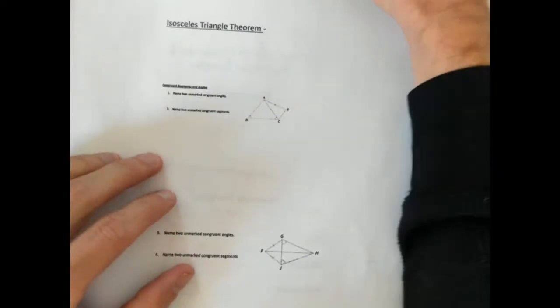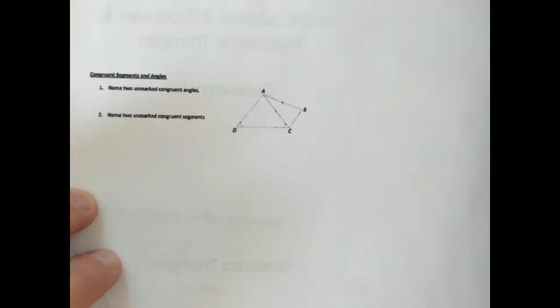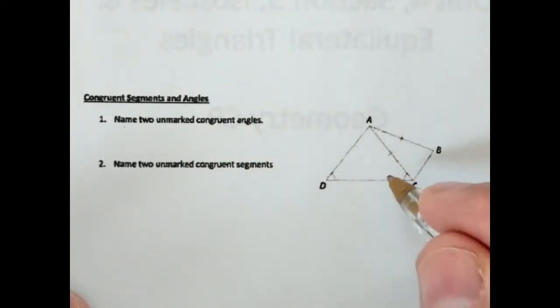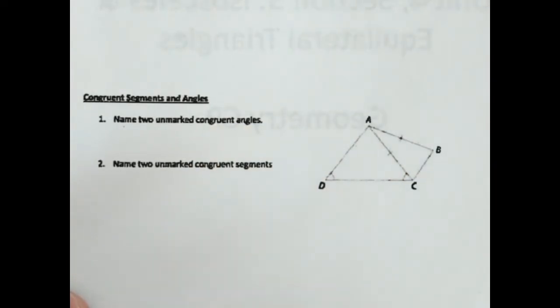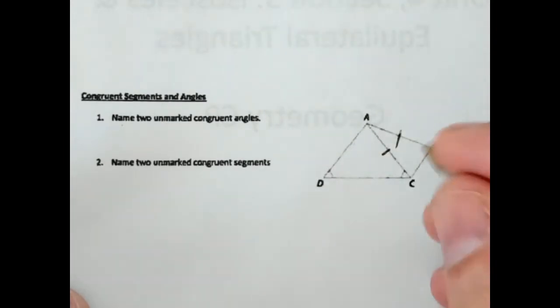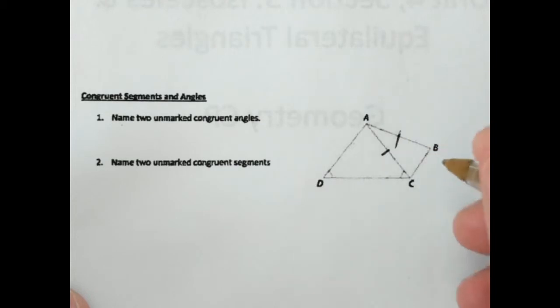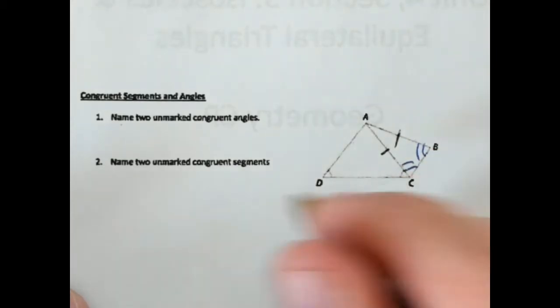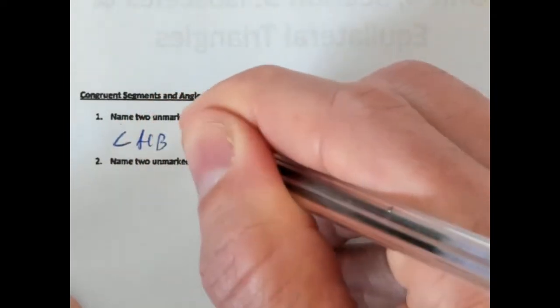So let's take a look at some of these examples. Now, I'm going to zoom in here because they're kind of small. Okay. So name two unmarked congruent angles. So these are marked, so we can't do that. However, we have two sides here. I'm going to trace this so it's a little easier to see. So those sides are congruent. Therefore, the angles that they're opposite are congruent. So therefore, this angle and that angle would both be congruent. So we're going to call that angle ACB and angle ABC.